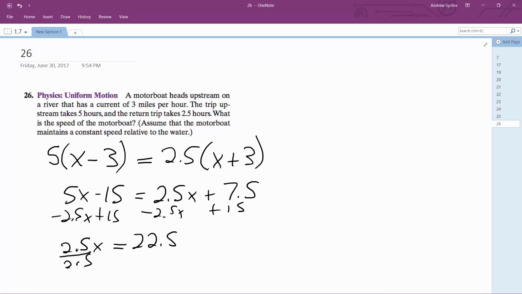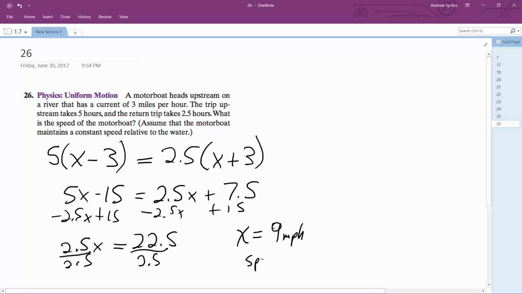And that gets us, if I divide through by 2.5, I end up with 9. Yeah, that's right. Divide through by 2.5. And my solution is x is going to be equal to 9 miles per hour, speed of boat. Got to make sure I put that there. I don't want to confuse you.